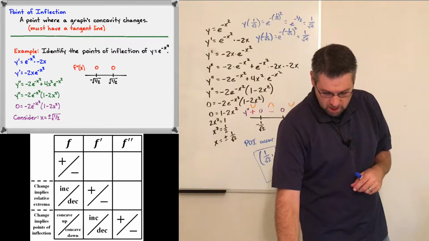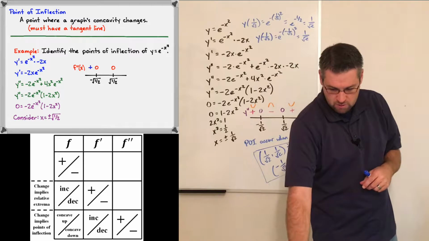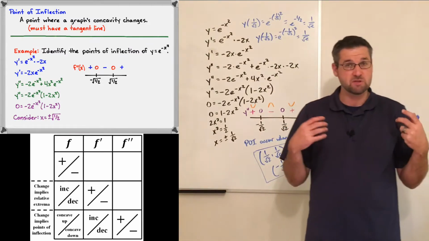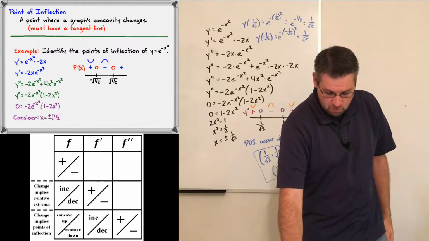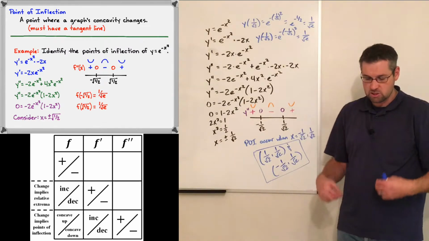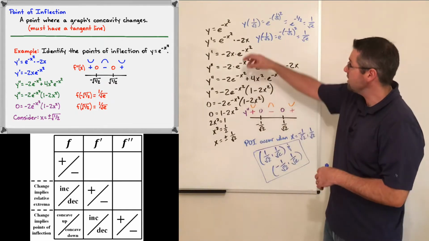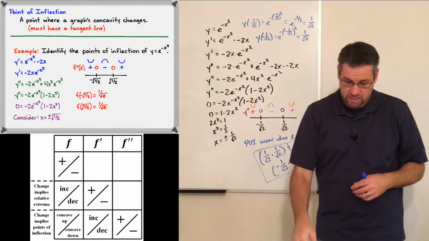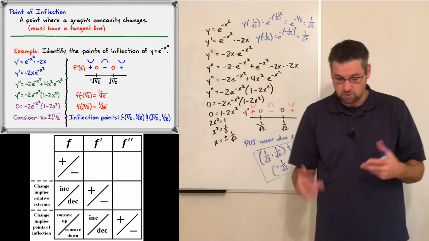We check our number line for our second derivative, plug in values to the left and right of each of those points. We get positive, negative, positive, which gives us our concavity. And we can see that our concavity actually changes signs at those two values. And so we take those values and plug them back into our original function. And we end up with 1 over rad e in both those cases. So our final answers are those two coordinates.